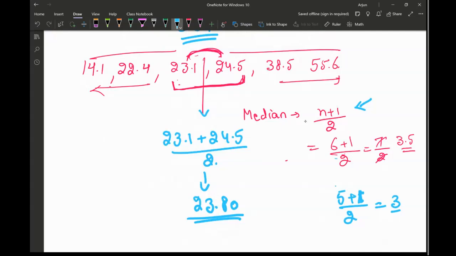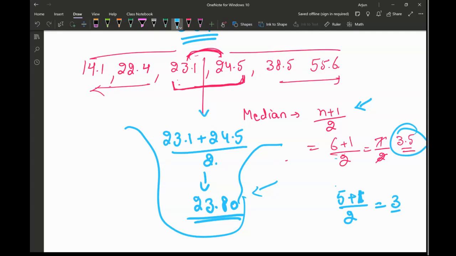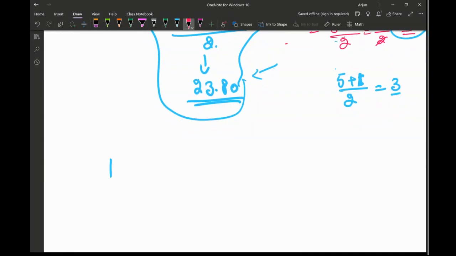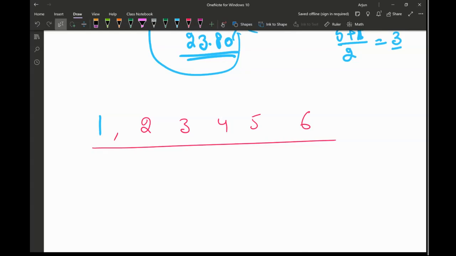The problem comes when you have an even number of terms, as I did in this question. Hopefully you were able to understand how we calculate the median of the given numbers. Again, I'll give a simple example. I'd like you to pause the video and solve this question. The terms are 1, 2, 3, 4, 5, 6. Find the median. Welcome back, let's see whether you got the right answer or not.